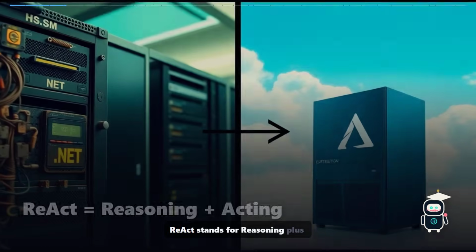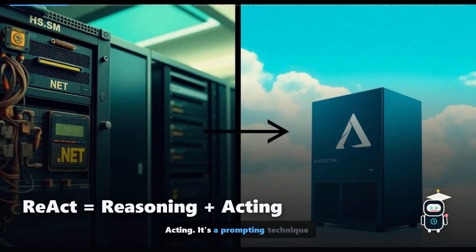ReAct stands for reasoning plus acting. It's a prompting technique where the model alternates between 2 things: writing down its reasoning, called a thought, and calling an external tool, an action. It then reads the tool's result, the observation, before deciding the next step. Every fact the model uses gets grounded by a real-world check, not a memorized approximation. That loop, thought, action, observation, repeats until the model has enough verified information to give a final answer.